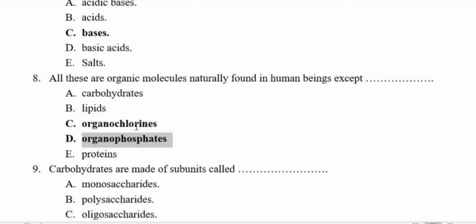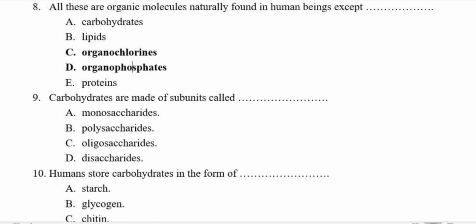We are not supposed to find them in the environment, nor in water bodies. Even the organophosphates, they are synthetic chemicals that we are not supposed to find in the environment. How much more in human beings? They are insecticidal, and they can also be homicidal, as in kill human beings. So the best options for question 8 should be C and D.